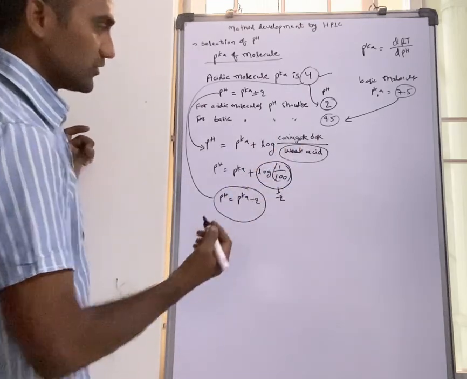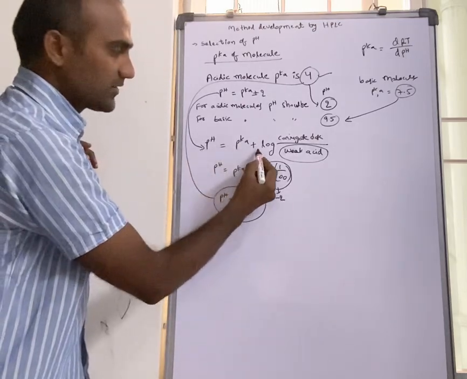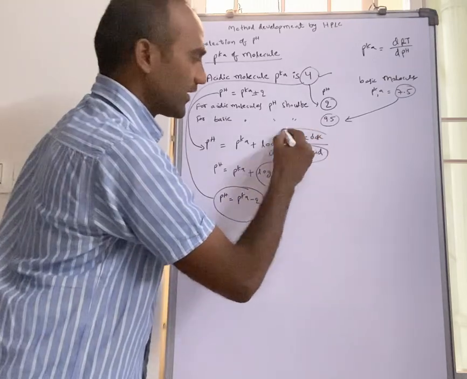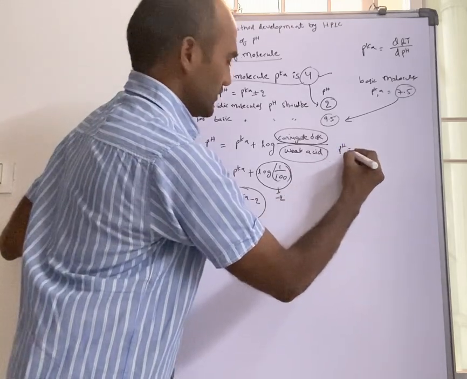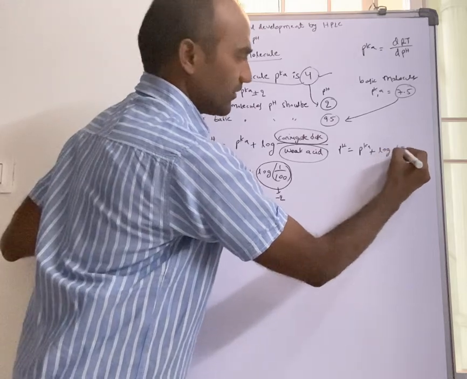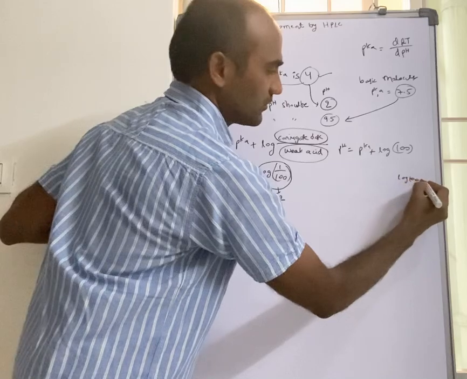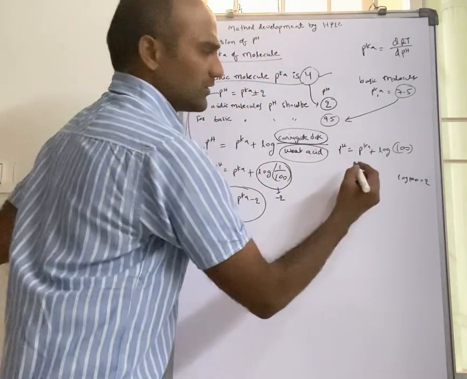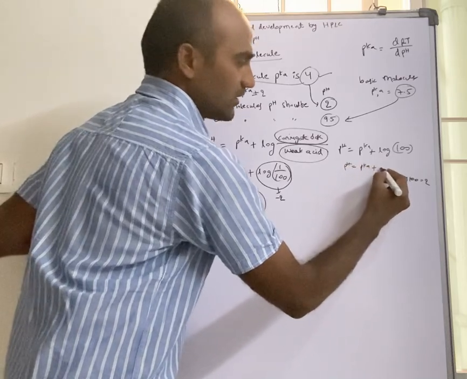For basic molecules, it is the same. pH is equal to pKa plus log of salt conjugate base by weak acid. This should be 100%. So pH is equal to pKa plus log 100. Log 100 is equal to 2, which means pH is equal to pKa plus 2.